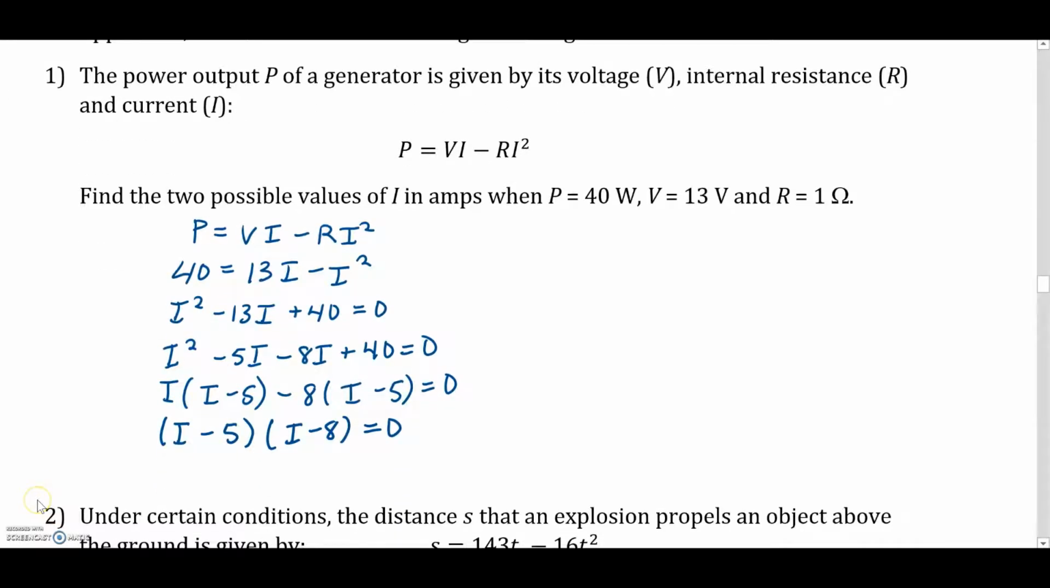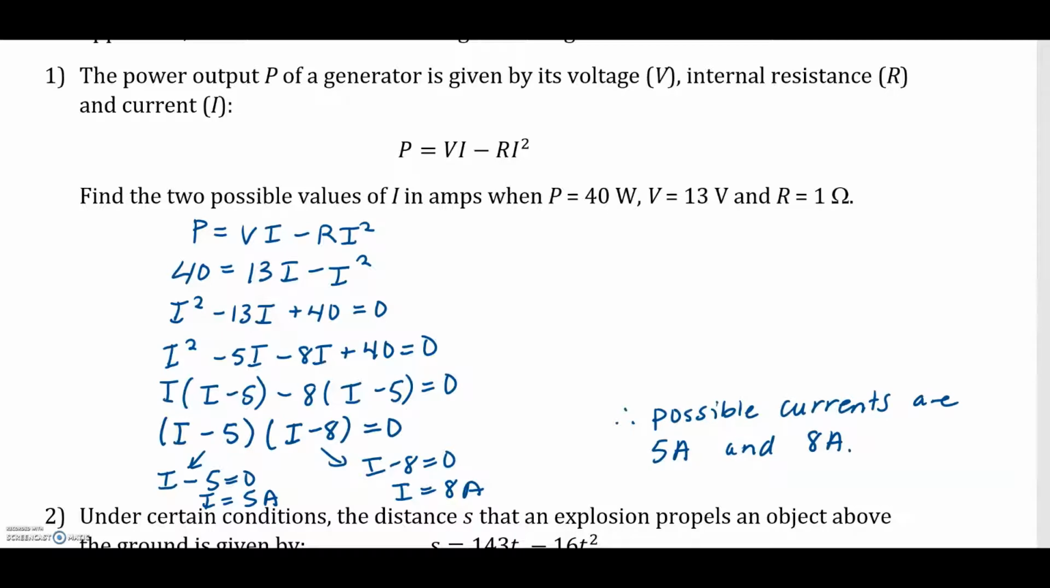For this equation to be true, it means that either I minus 5 is equal to 0 or I minus 8 is equal to 0. So I is equal to positive 5 and I is equal to positive 8. And we have units of amps in both cases. In the original question, we were asked to find the two possible values of I that satisfy this equation, and here we can recognize that those values are 5 amps as well as 8 amps.